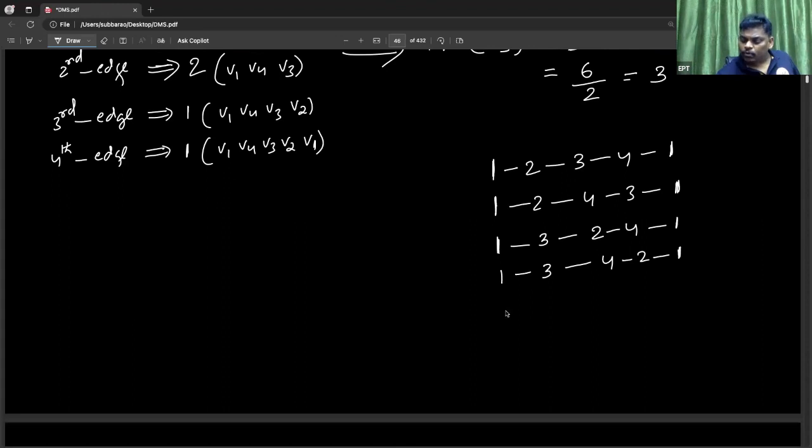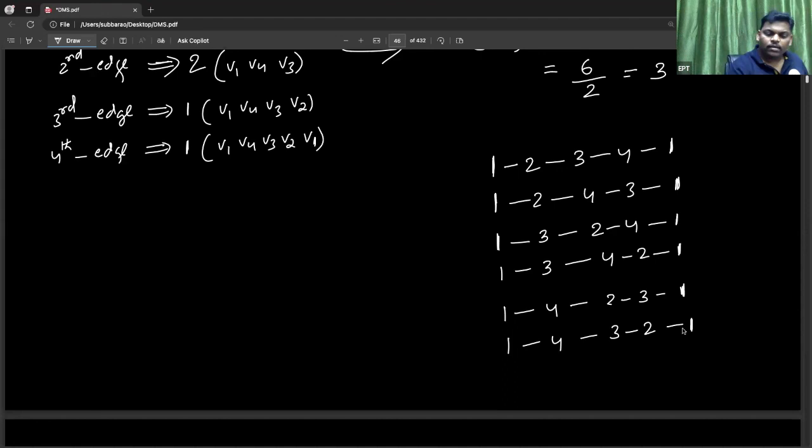Second place keep 4. 1, 4, 2, 3, and 1. Next one: 1, 4, 3, 2, and 1. Now, if you observe clearly, is there any repetition?